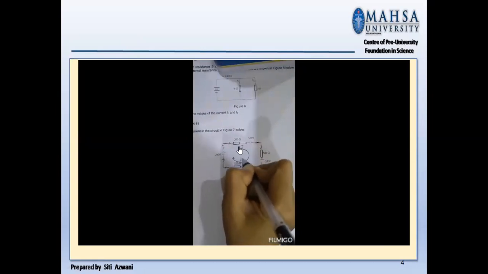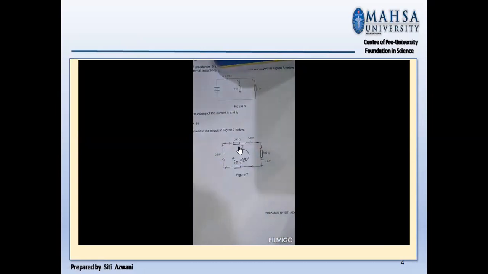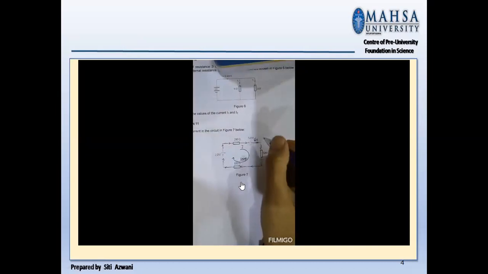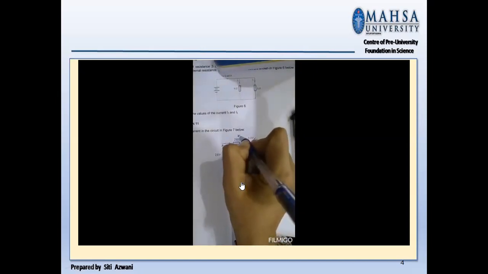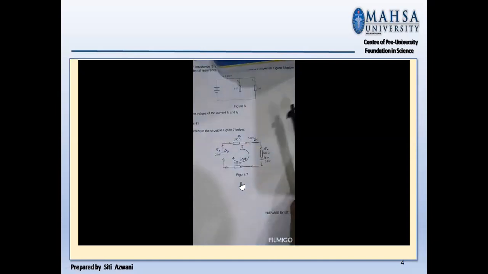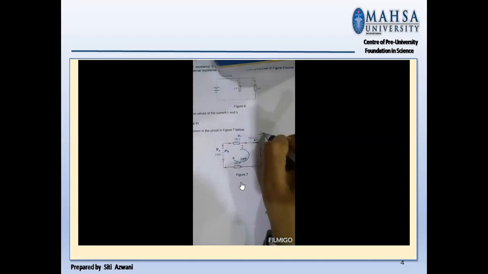Then next, the direction of your loop. Here my current direction is clockwise, and my loop direction is also clockwise. Next, label your batteries. Now you have three batteries, E1, E2, E3, and also don't forget to label your resistors, R1, R2, and R3. It can help you to reduce mistakes because sometimes you have a lot of batteries and a lot of resistors in your circuit.